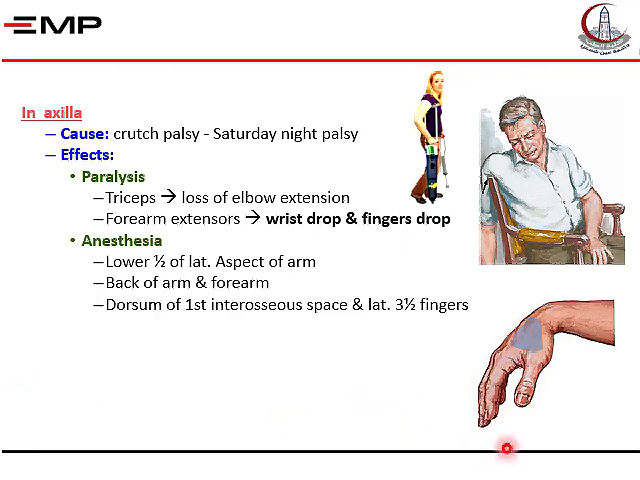The anesthesia, or loss of sensation, will occur from the lower lateral part of the arm, from the back of the arm and forearm, and from this area on the dorsum of the hand, the first interosseous cleft, and the lateral 3½ fingers on their proximal phalanges.